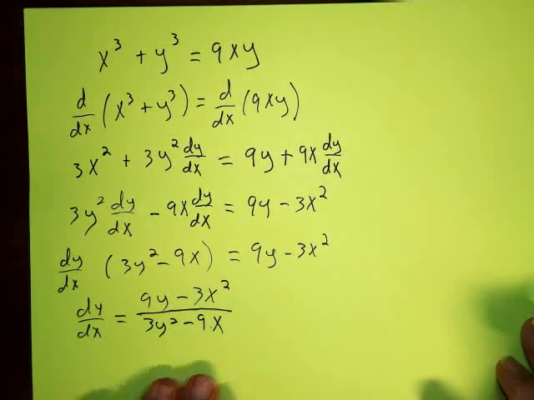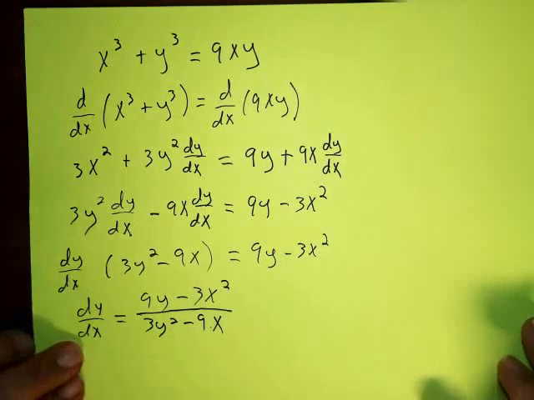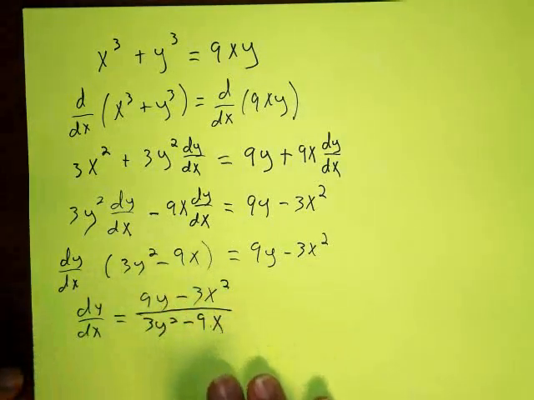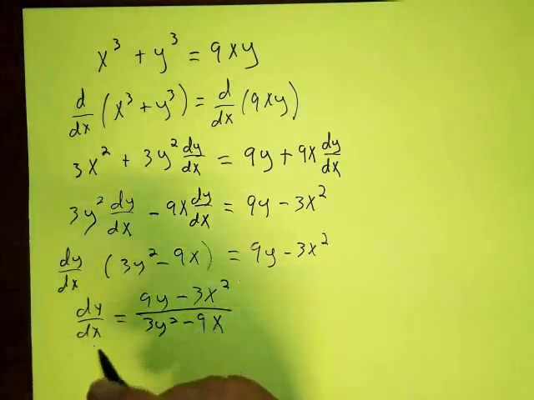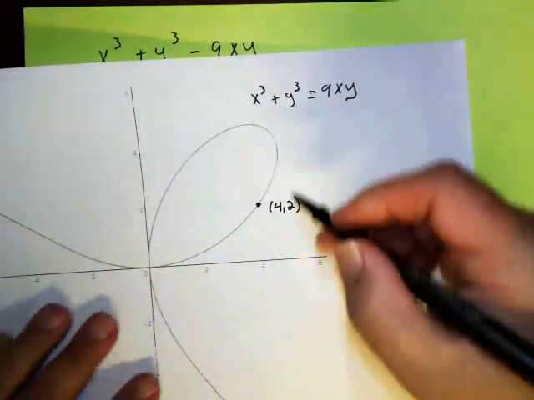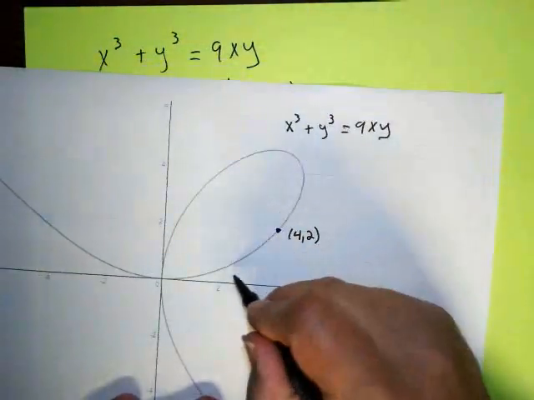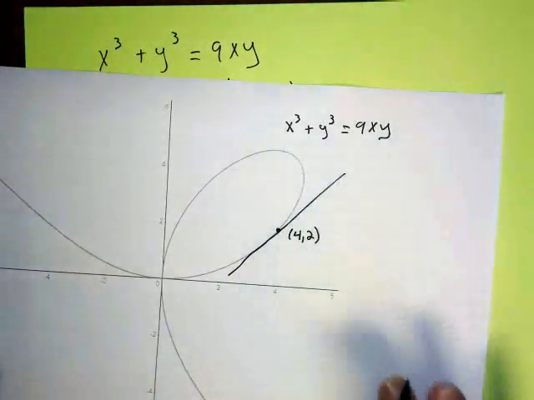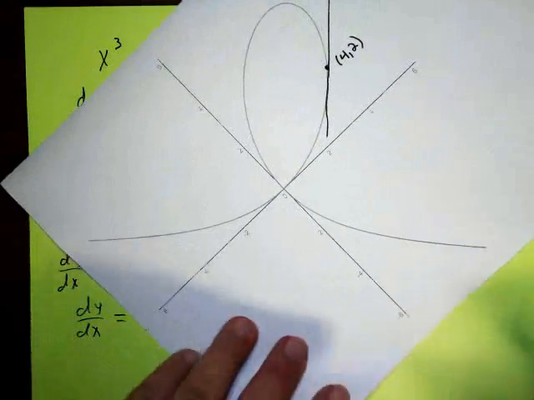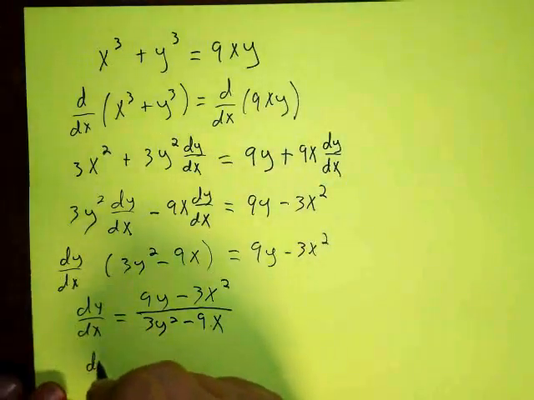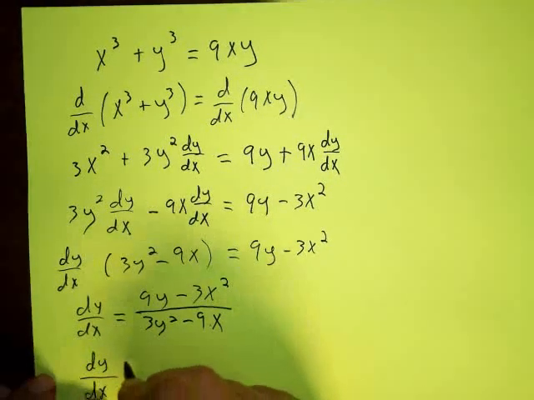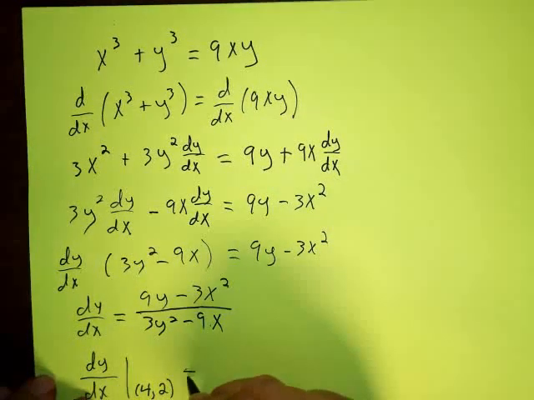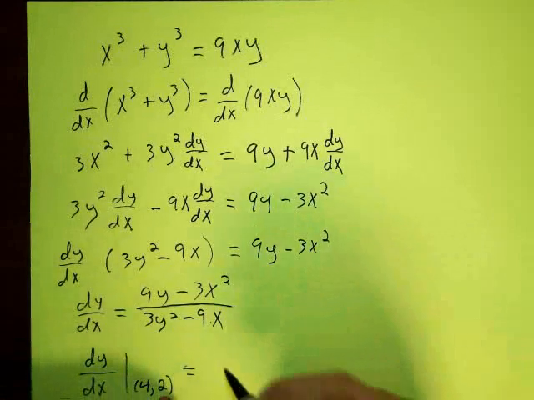And so this would be an expression for the derivative of the curve, the slope of the tangent line, and it's an expression involving x and y. And so what I want to do is find the slope of the line tangent to the curve here at (4, 2). So I've got an x and a y. Okay, I've got an ordered pair. So I want to find dy/dx there at (4, 2). So what I'm going to do is plug in 4 for x and 2 for y.